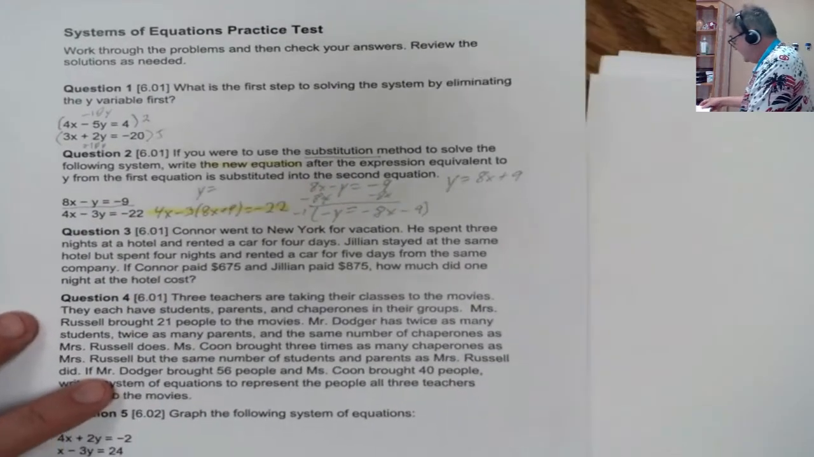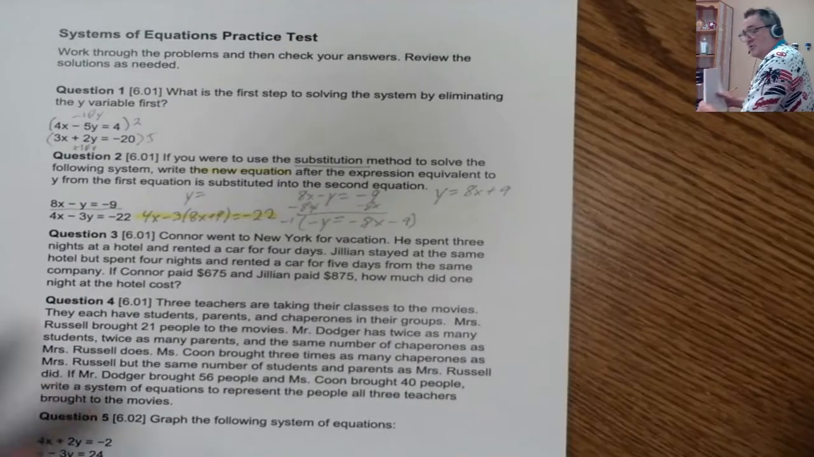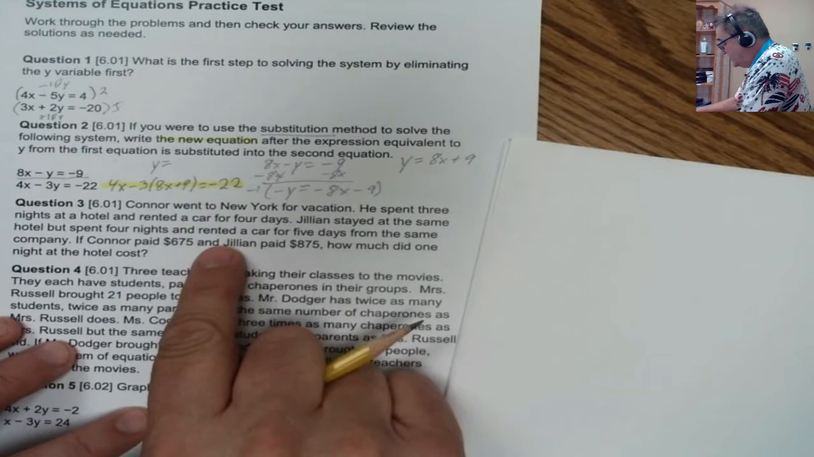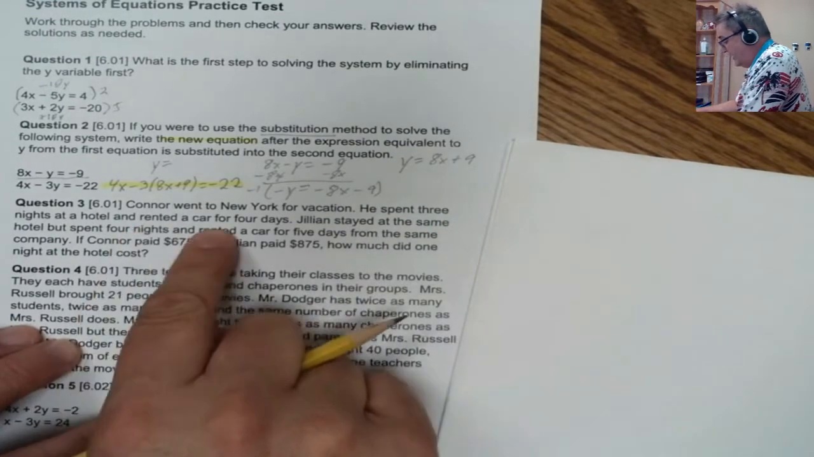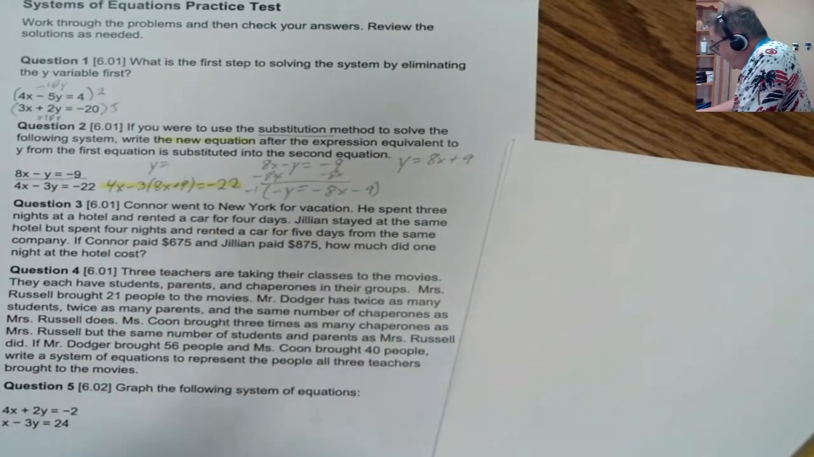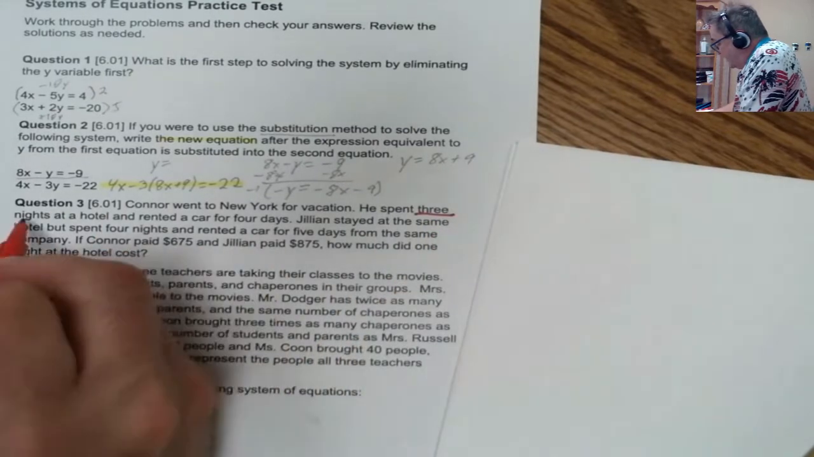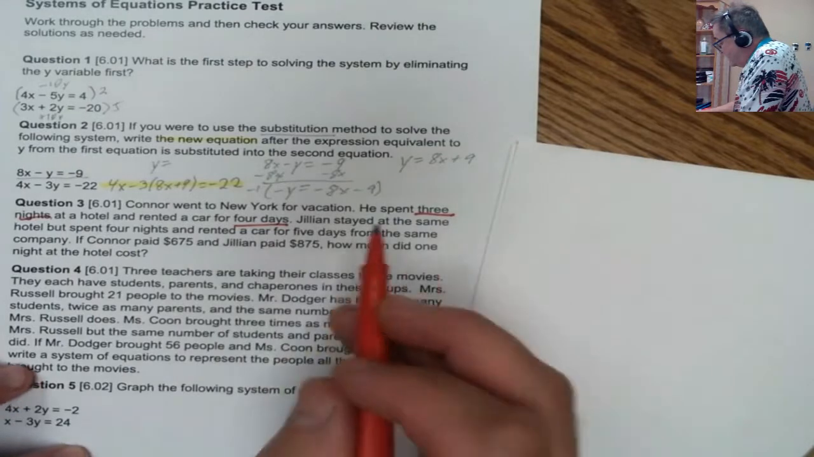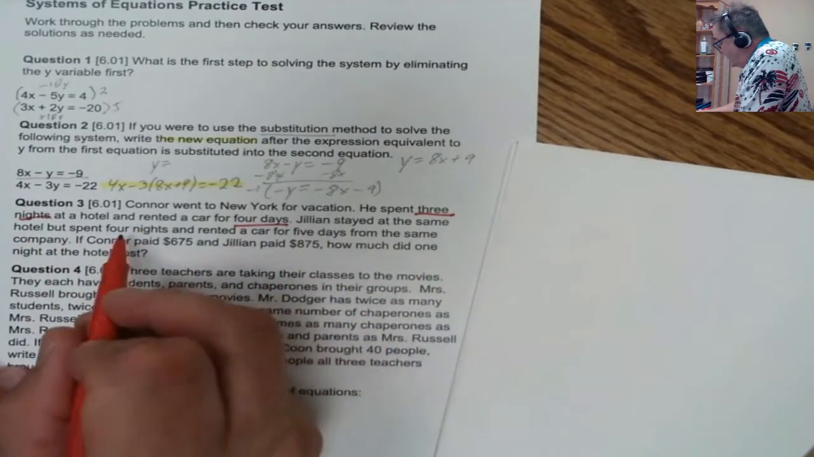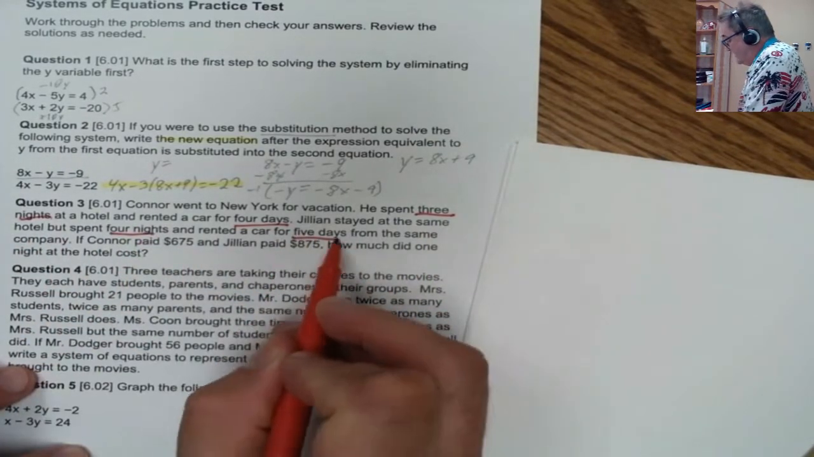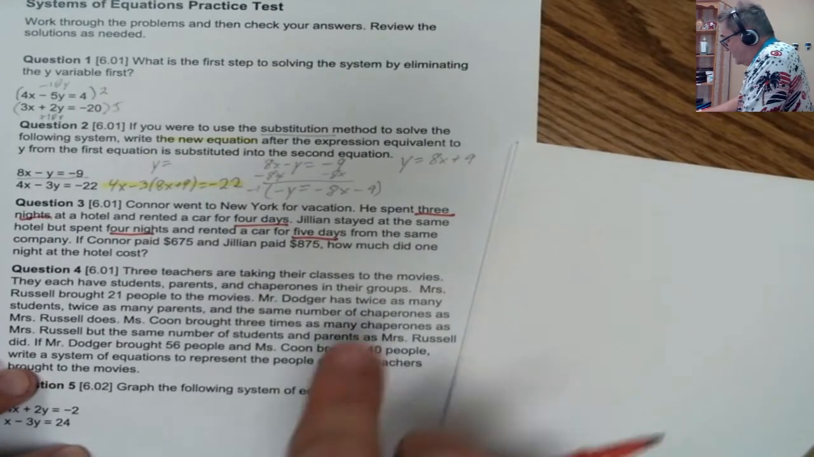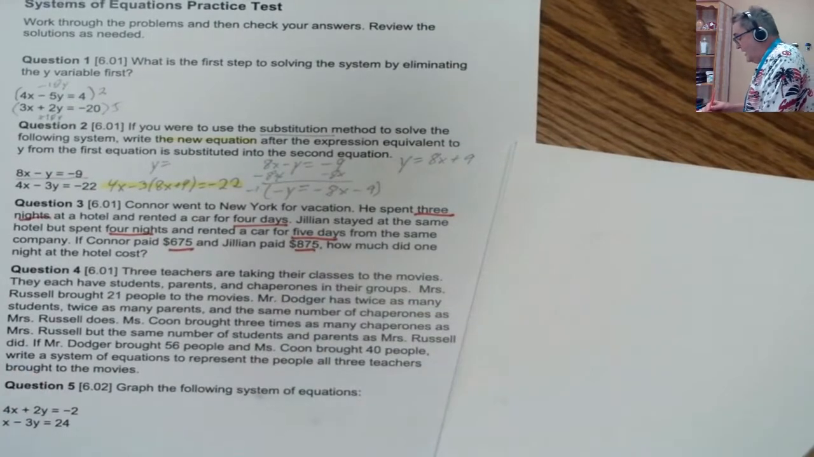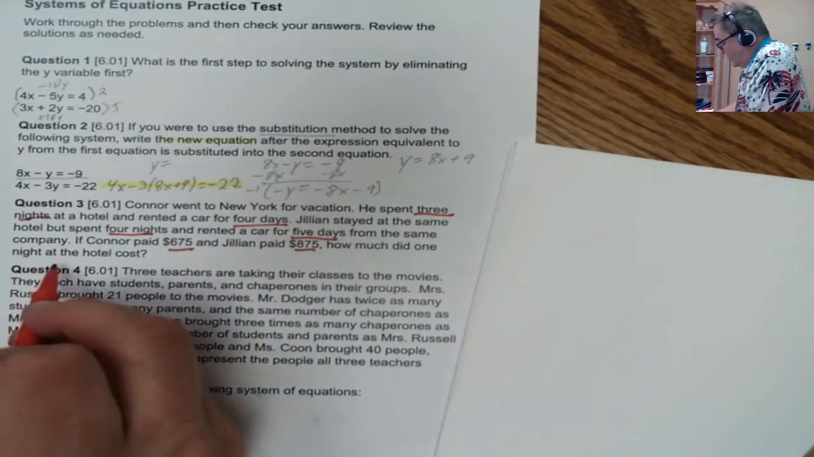Okay, this one I'm going to have some extra paper for because this next one's going to require us to work this out. Connor went to New York for a vacation. He spent 3 nights at a hotel and rented a car for 4 days. Jillian stayed at the same hotel, but she spent 4 nights and rented a car for 5 days from the same company. If Connor paid $675 and she paid $875, how much did 1 night at the hotel cost?